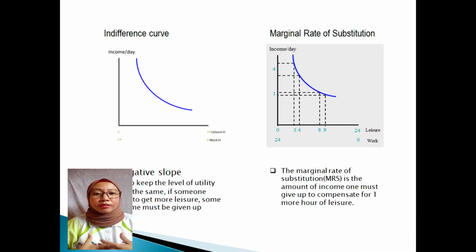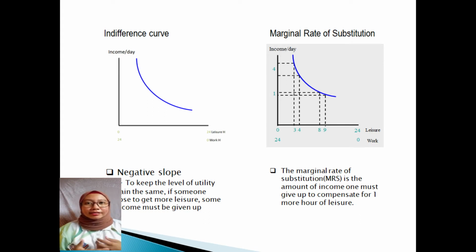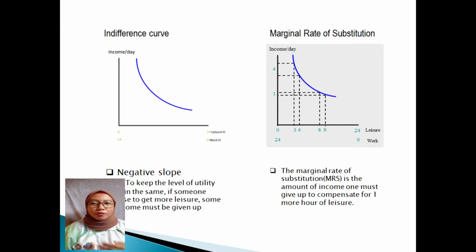And then, by looking at the marginal rate of substitution curve, we can see how much income one must give up to compensate for one more hour of leisure. For example, from the curve, at 3 hours of leisure, which means there are 21 hours of work, one must give up 4 units of income to compensate for one more hour of leisure, while at 8 hours of leisure with 16 hours of work, one must give up 1 unit of income to compensate for one more hour. So we can say that the more time you work, the more income you have to give up for hours of leisure.